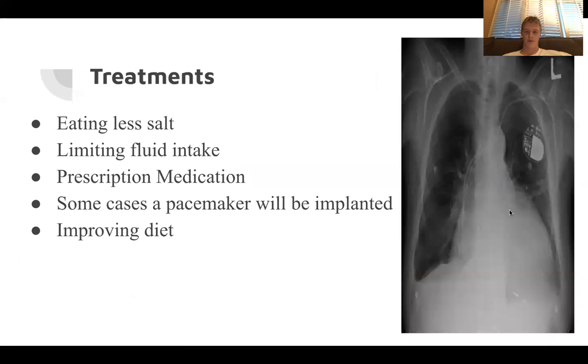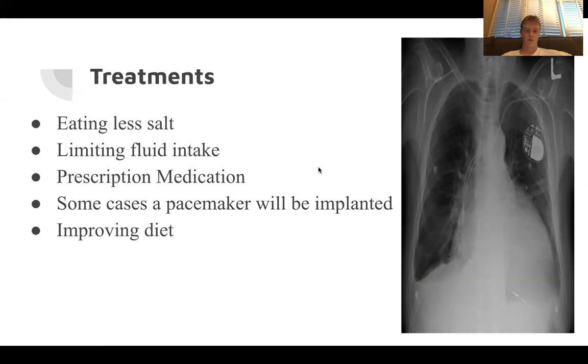Treatments for heart failure. You could eat less sodium, less salt, and limit your fluid intake. There's prescription medication that you can get, and in some cases a pacemaker may be implanted to regulate your heartbeats and the blood flowing out. This is what a pacemaker looks like.